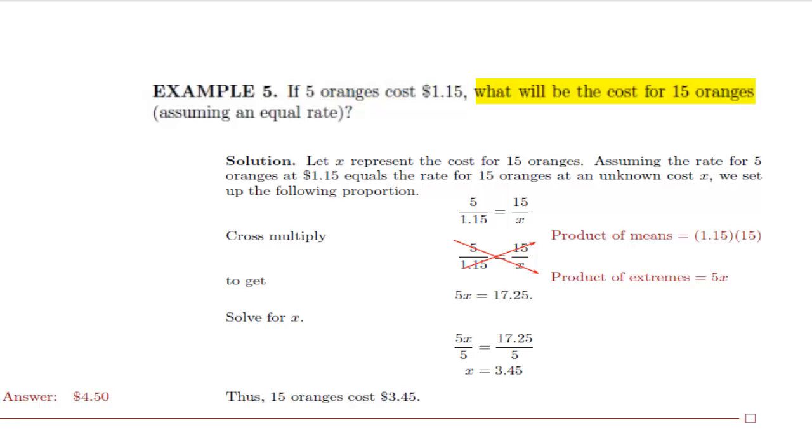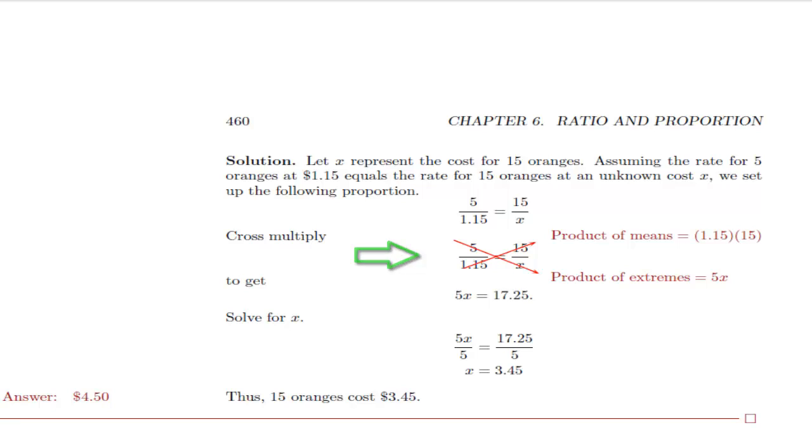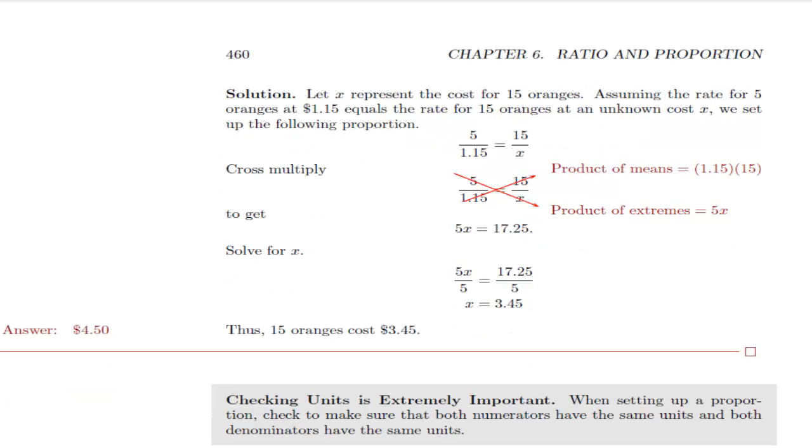We'll cross multiply. So we get on the left the product of 5 and x, and on the right the product of 15 and $1.15, which is 17.25. We'll divide both sides by 5 to solve for x, so we have on the left 5 times x divided by 5 is x, and on the right 17.25 divided by 5 is 3.45. Thus 15 oranges cost $3.45.